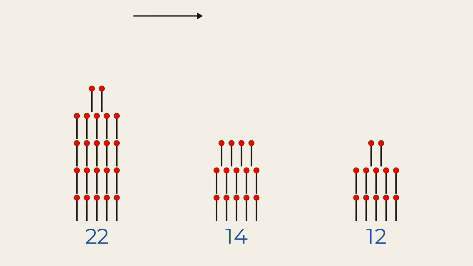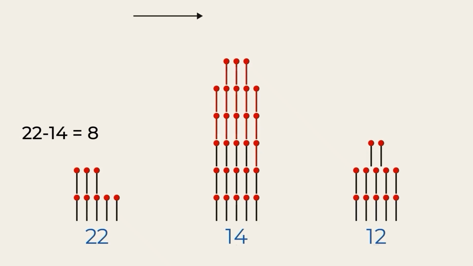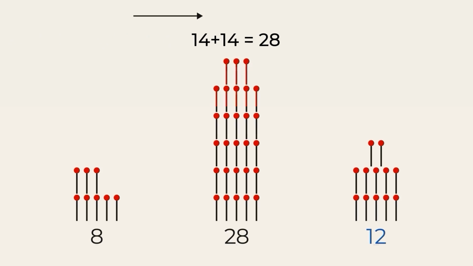Operation 1. Pile 1 gives pile 2 as many as pile 2 has. Pile 2 has 14. Transfer 14 from pile 1. Pile 1, 22 minus 14 equals 8. Pile 2, 14 plus 14 equals 28. Pile 3. Unchanged at 12.